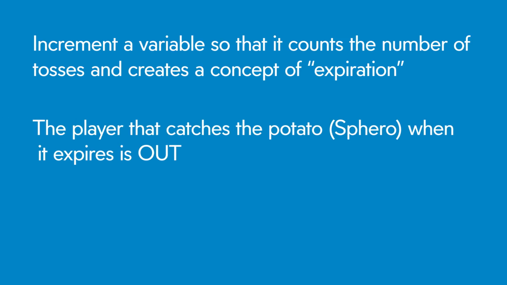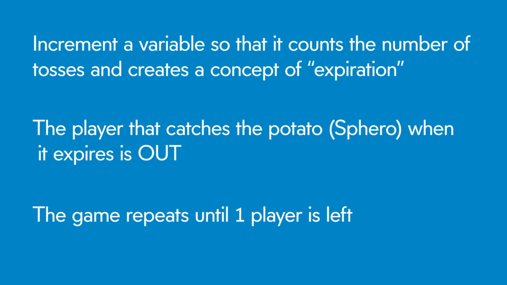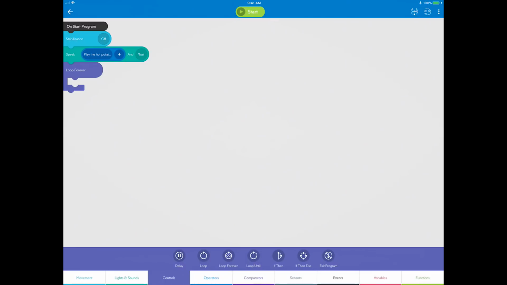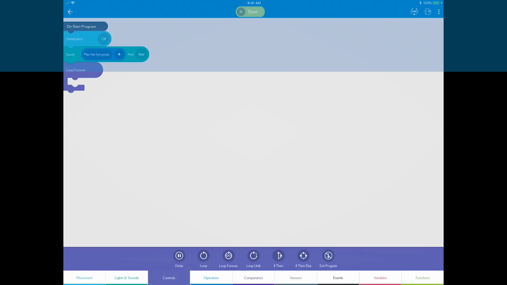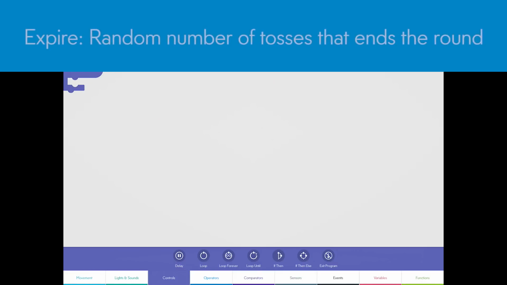The player that catches the potato, or Sphero, when it expires is out, and the game repeats until one player is left. You will create two variables in this program. The first one is the toss variable. This will count the number of tosses detected by the accelerometer. The second one is the expire variable. This will be the secret random number of tosses that, when reached, ends the round.